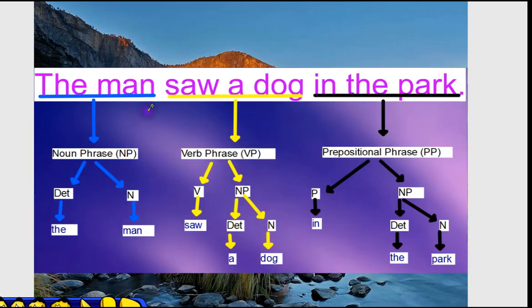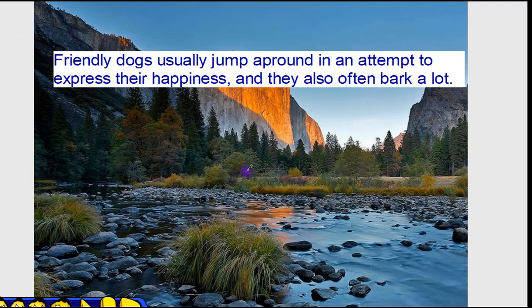This was an example I mentioned in a previous video of a really basic analysis of a sentence. And what we did during the meeting, we analyzed only the first part of a sentence. Friendly dogs usually jump around in an attempt to express their happiness. We analyzed this very first part. There is a full video on that lesson where we talked about it. I encourage you to take a look at it.